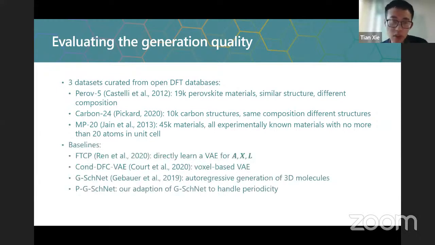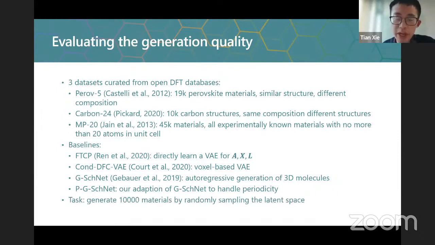And so we compare our model with a set of baselines, including FTCP, the state of the art model that directly encodes the atom types and position coordinates. The second is the CDVAE, which is the state of the art voxel-based variational autoencoder for crystal generation. G-SchNet is one of the state of the art models for generating non-periodic 3D molecules, and we adapt a version of it which we call P-G-SchNet, which can handle periodicity for materials. The task we use to compare these models is to generate 10,000 crystal structures for all these materials, and then compare the quality of these generated materials.